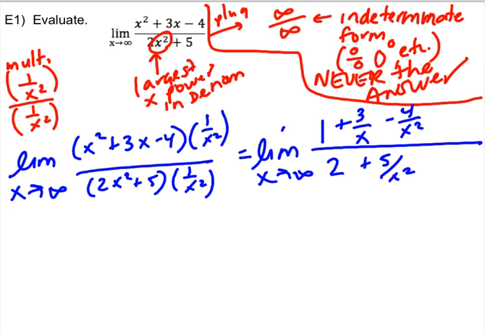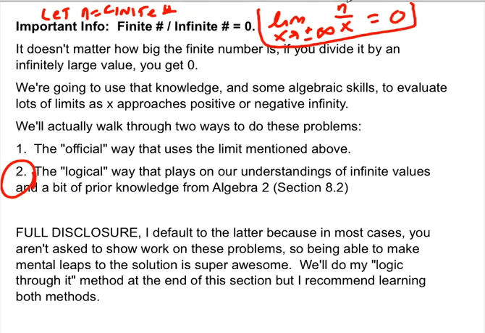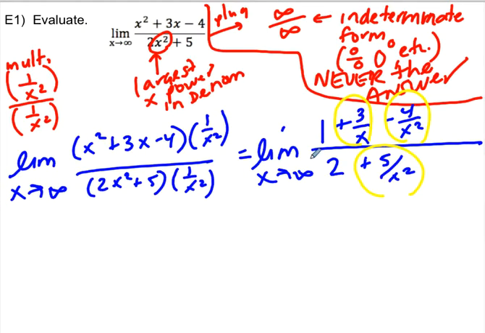Now look at what happens with these three values: this one, this one, and this one. All of those fit that pattern we discussed in this limit, where I have a finite number on top of an x that's approaching infinity.